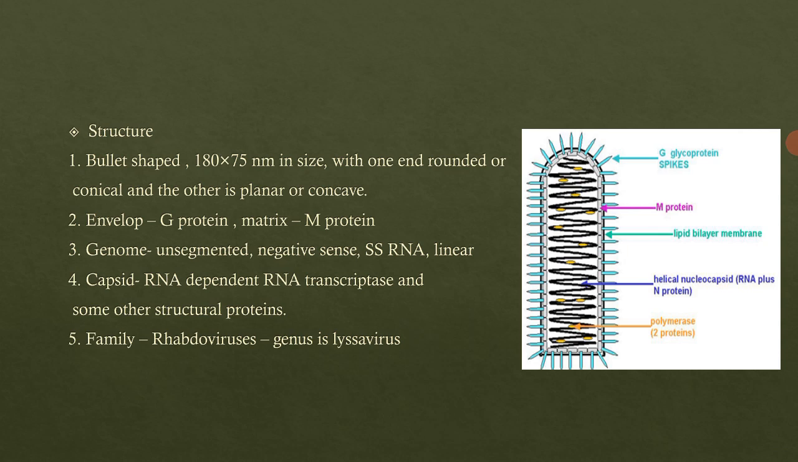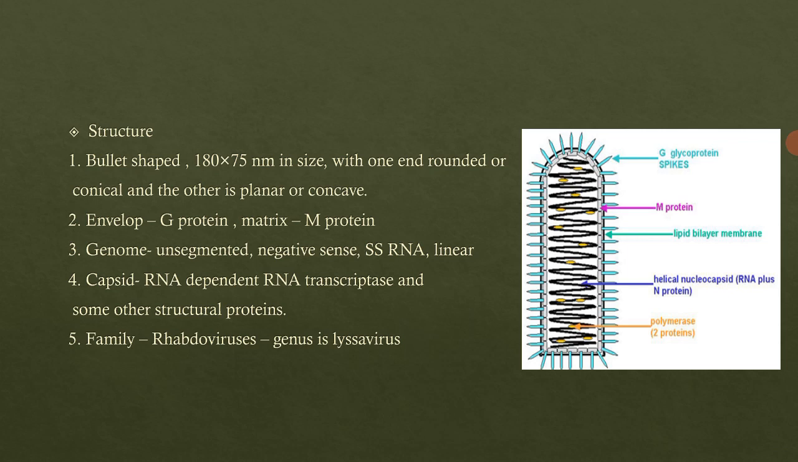Also, you can see the black color has been shown. That black color is the outline, and inside that the RNA strand is present. The black color is the capsid. It is the nucleocapsid, the coat of the genomic material, the nucleic acid. All right, and that capsid will contain the RNA-dependent RNA polymerase and also some other structural proteins or antigens. This is the structure and the genomic properties of the virus.